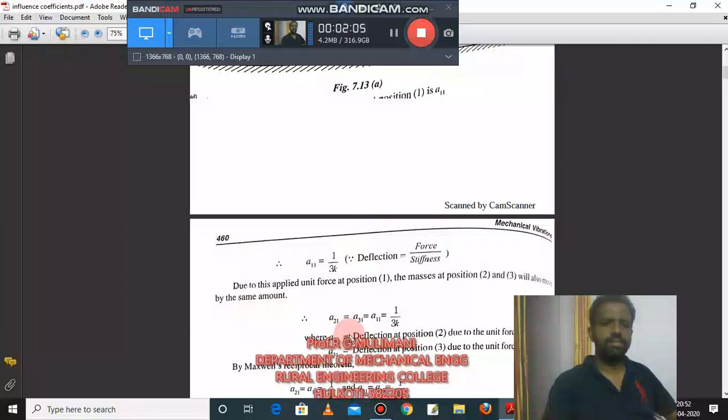For an n degree of freedom system, there are n square number of influence coefficients. For the given system, you need to find all the influence coefficients, which are required in the numerical methods like Dunkerley and matrix iteration method. For different systems, there is a different procedure to find the influence coefficients. We will go one by one.